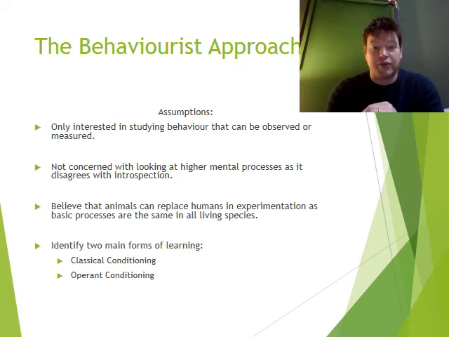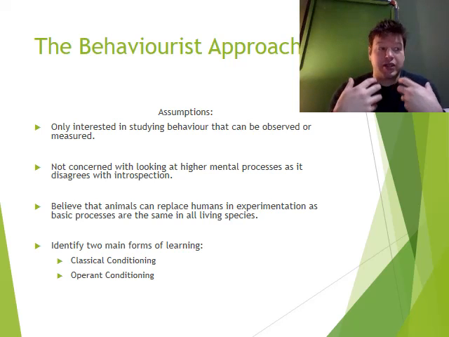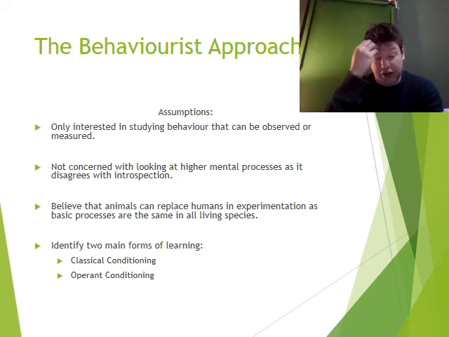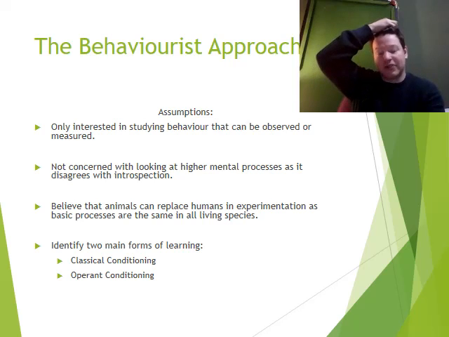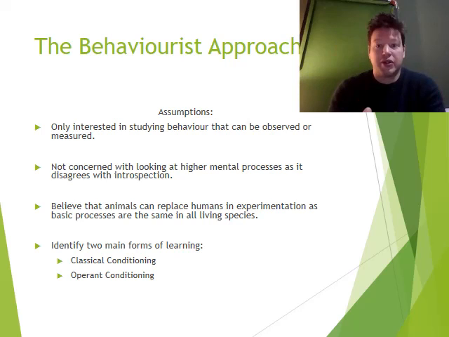Believe that animals can replace humans in experimentation, as basic processes are the same. So when we look at the negatives, and you might already see this, if you use a lot of animals, rats, monkeys, pigeons, dogs in this instance, then it's very hard to extrapolate or generalize those findings to humans. So one of the negatives of the behaviourist approach will be that they use animals.